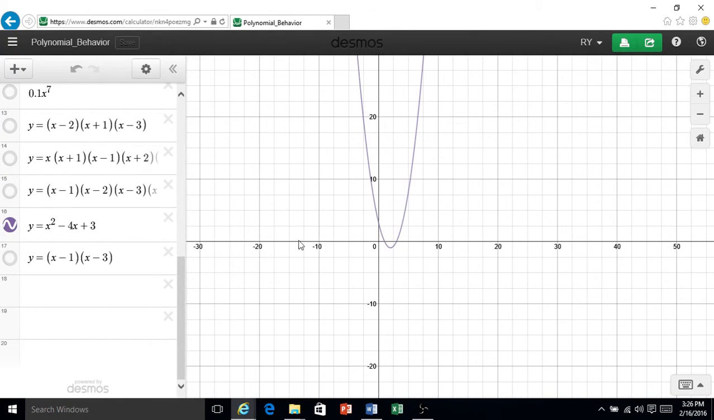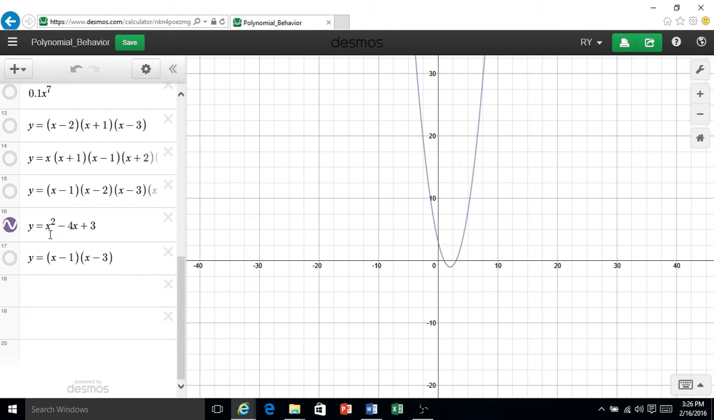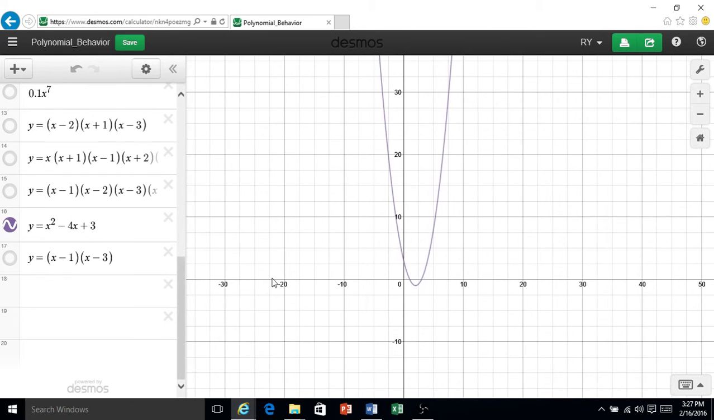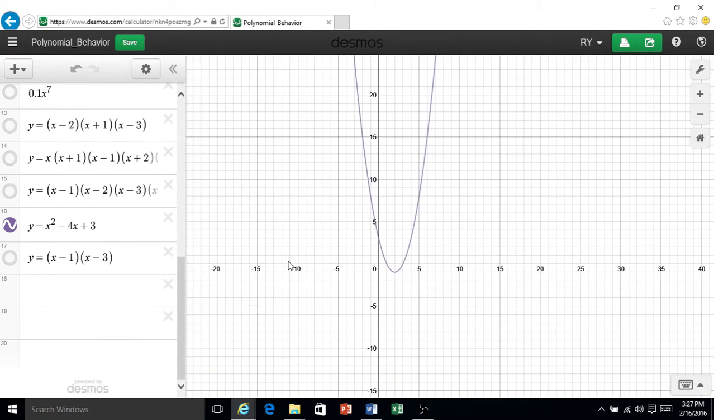So we're going to talk more specifically about what a polynomial looks like when it's factored and how we can find the roots of a polynomial, because when it's factored it's easier to see the roots. Here's a polynomial, y equals x squared minus 4x plus 3, and we see that it has two real roots.